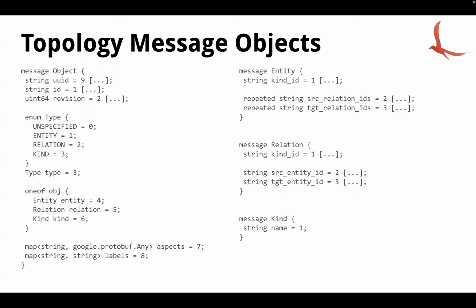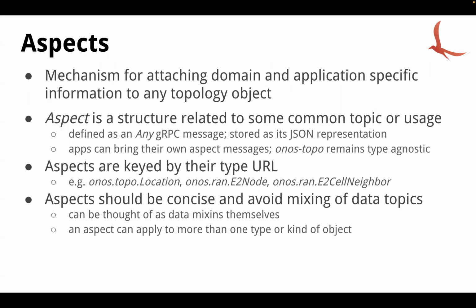Yeah. Okay. So the aspects are the primary mechanism for attaching domain and application specific data to any topology object. It's a structure defined by gRPC, and it's stored as its JSON representation on the backend. This particular approach allows onos-topo to remain completely agnostic of those types while storing them, and then the applications can bring their own, as long as they know how to encode and decode them, because the representation is in a type agnostic form, the JSON.